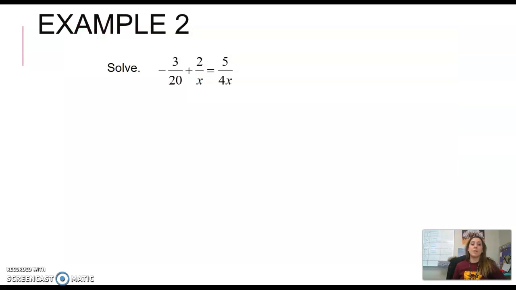Alright, so for this one, go ahead and get this in your notes. I'm going to factor this 20, and I'm going to factor it with a 4, because I can see that I have a 4 right here. So my lowest common denominator is going to be 4 times 5, that's the 20. Then I have an x, and then I have the 4 represented right there, and the x right there.